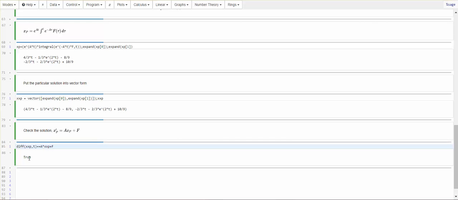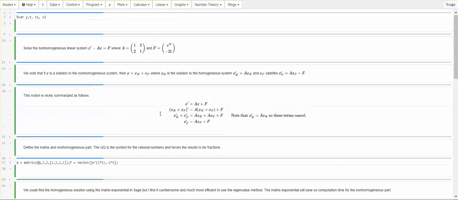So that is how you go about solving a non-homogeneous system of equations using SAGE and the matrix exponential. Once again, I use the matrix exponential for the non-homogeneous part, the particular solution, and I just use the eigenvector method for the homogeneous solution. All right, well, I hope you find that helpful. Good luck.